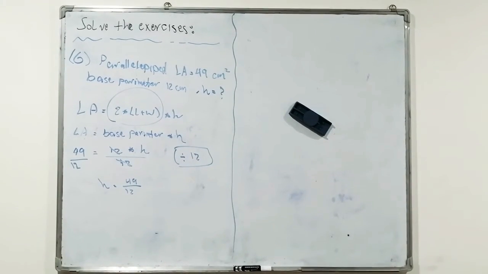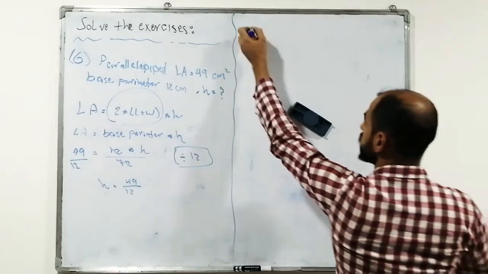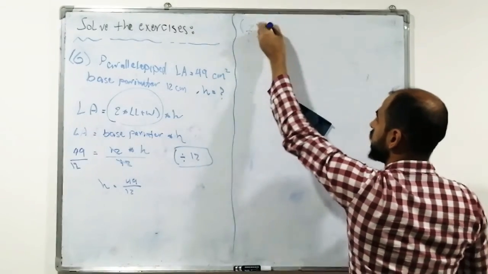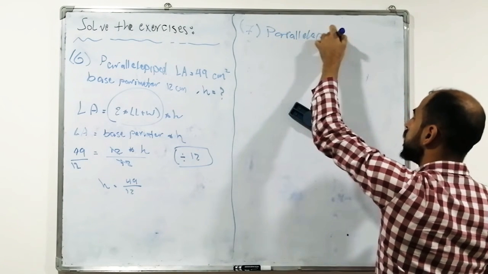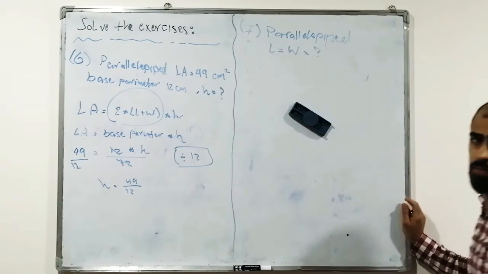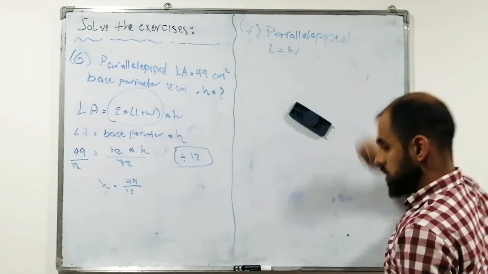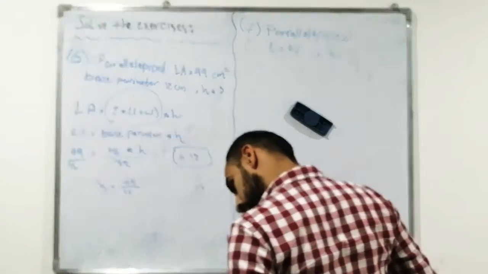Now the next question, question number 7. We have a parallelepiped whose base is a square, and its height is 10 centimeters. When we have a square base in a parallelepiped, that means the length and width are equal. So in question number 7, the length equals the width, and they are unknown. And also its height equals 10 centimeters.